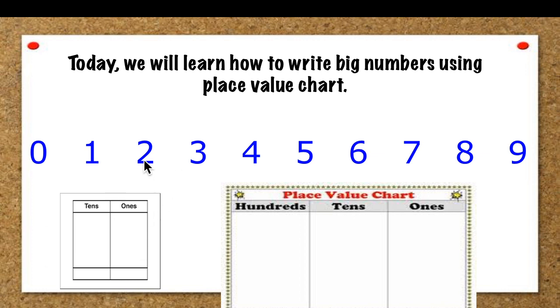So if you have, for example, the number 25, you cannot write 2 and 5 in one box. You have to divide it. 25 means 2 tens and 5 ones. 2 here and 5 here. You already know this. We used it when we were doing addition and subtraction. Remember? So you know this place value chart. But from today, we will start using the place value chart with ones and tens and hundreds as well.